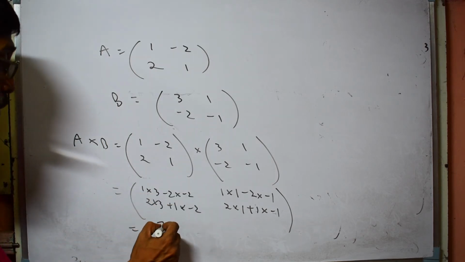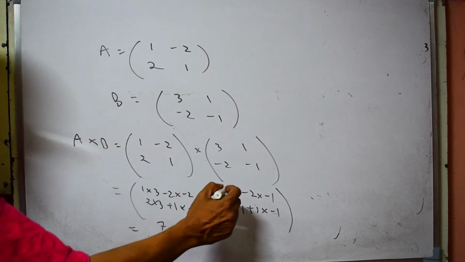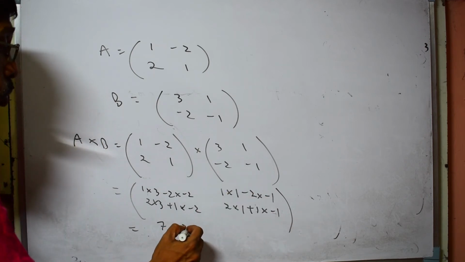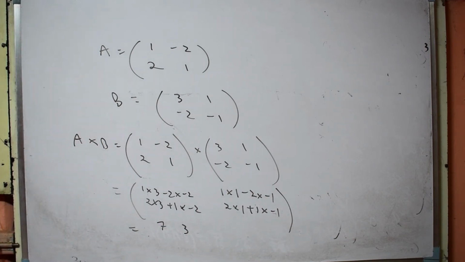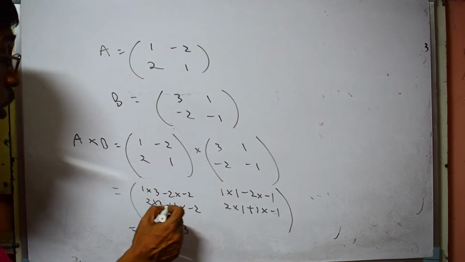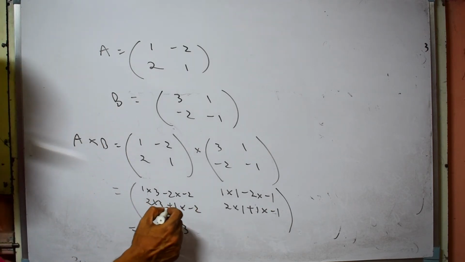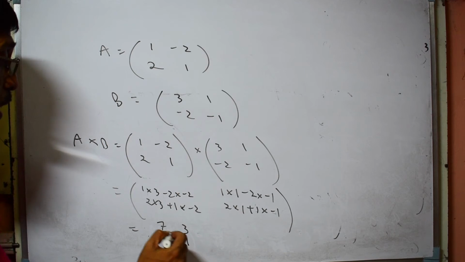Why? 3 plus 4. This is minus minus plus, 1 plus 2, that is 3. So 7, 3. And this is 6 minus 2, that is 4. And this is 2 minus 1, that is 1.